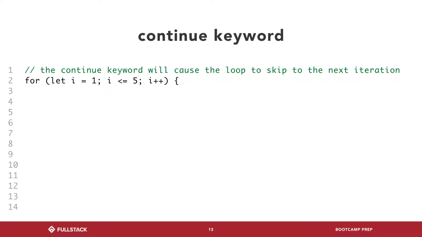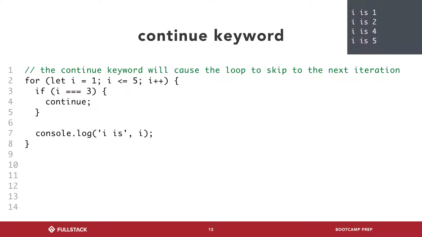There's something called the continue keyword. Let's say in this case the for loop runs 5 times. We start at 1, we increment by 1, and we stop once it's no longer less than or equal to 5. So it's going to run 5 times. What the continue keyword does is, at each single loop, it lets you stop that iteration at a certain point and move on to the next iteration.